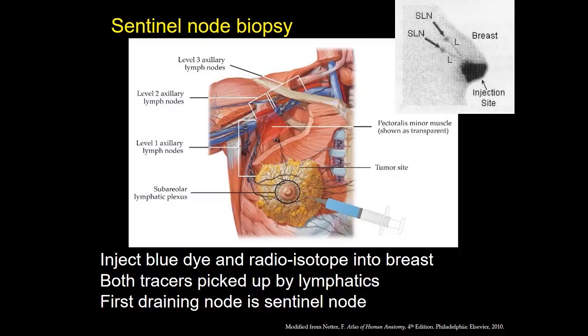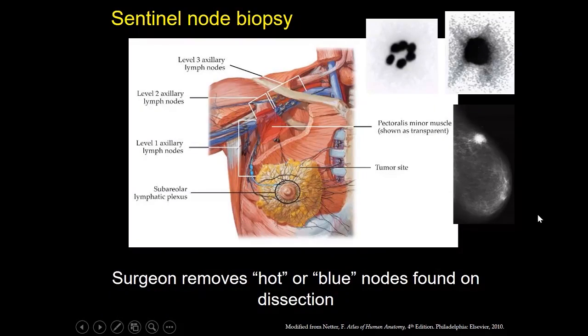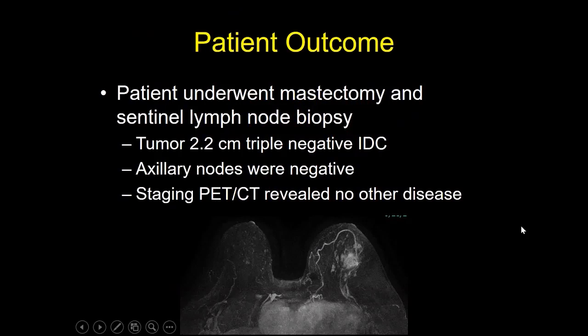So the nuclear medicine radiologist or the breast radiologist will inject a radioactive isotope into the breast itself. Sometimes they'll also inject a blue dye or methylene blue into the breast. Both of those tracers will be picked up by the lymphatic system and then go to the first draining node or nodes in the axilla. And those are the nodes that the surgeon then will identify with a gamma counter in the operating room, and they will remove those and send them for histopathology.